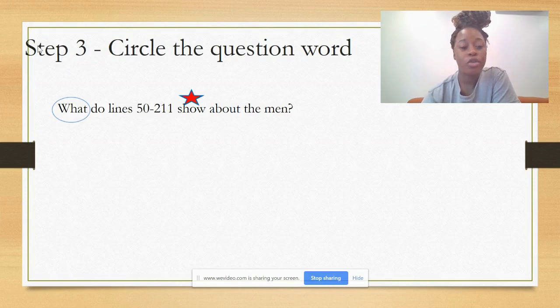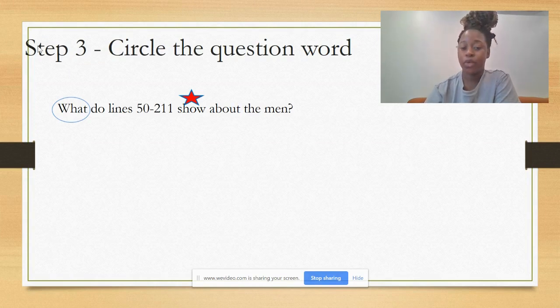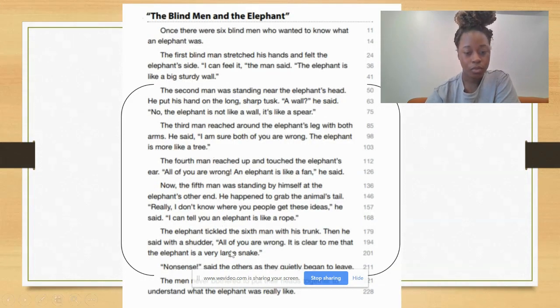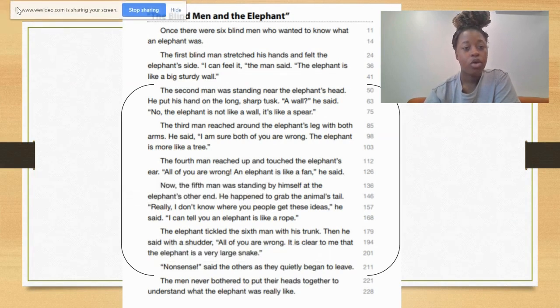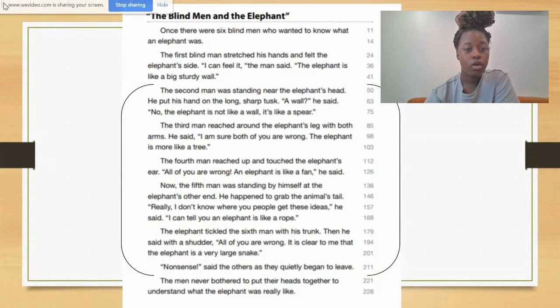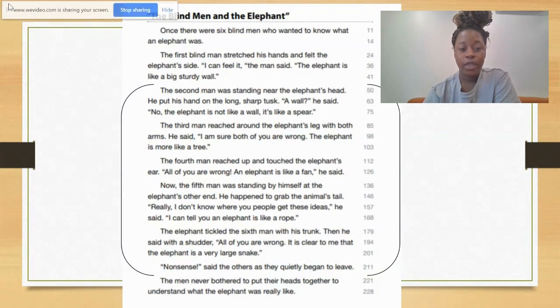Now that you've circled the question word and understood what the question is asking, you are going to independently read the text. You can pause the video now to whisper read The Blind Men and the Elephant to yourself. Once you are finished reading, go ahead and press play so that you can see your exit pass for the day. Go ahead and press pause now to read the story.